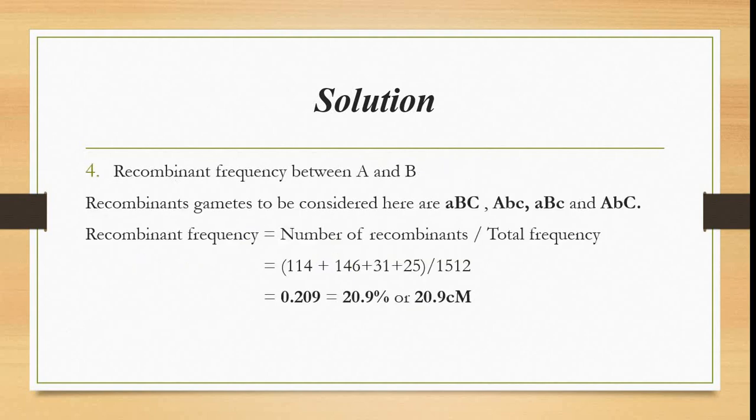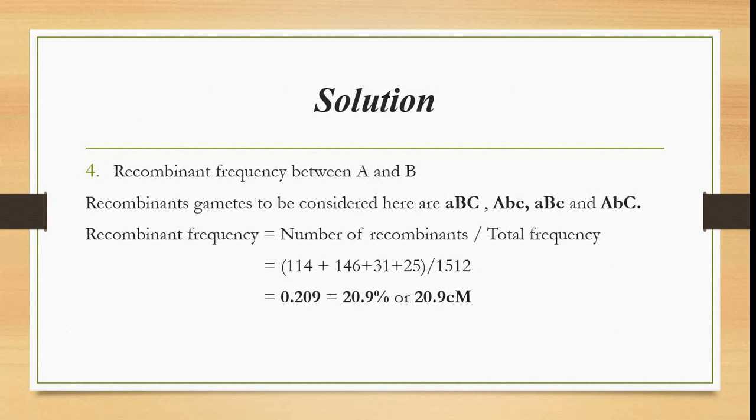All right, so after getting the gametes, what's next? We want to calculate the recombinant frequency. We want to compare how much of the recombinants were formed to the total gametes. So the number of recombinant gametes, we divide by the total number of gametes. The recombinant frequency is given by the number of recombinants divided by the total number of gametes.